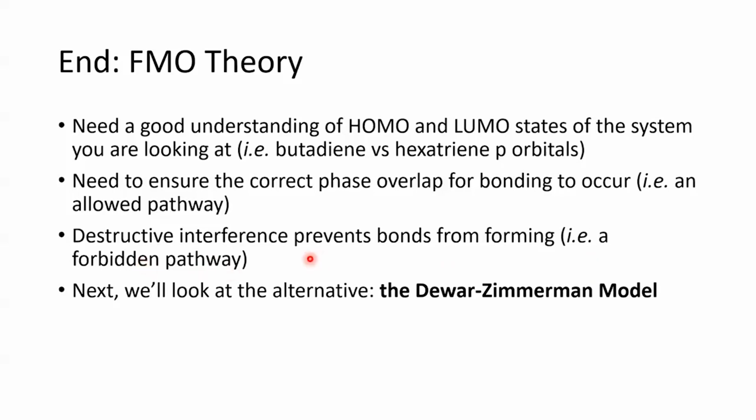If you see destructive interference, so p orbitals with different phases overlapping, that is not going to give you a bonding interaction, therefore that's a forbidden pathway.